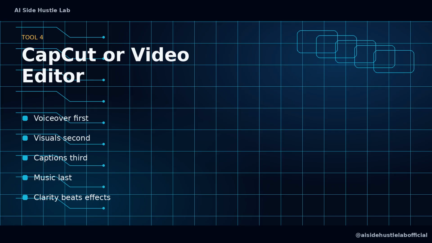Here is a simple editing workflow. First, record or generate the voiceover. Second, place the voiceover on the timeline. Third, add screen recordings or stock-style visuals that match each section.